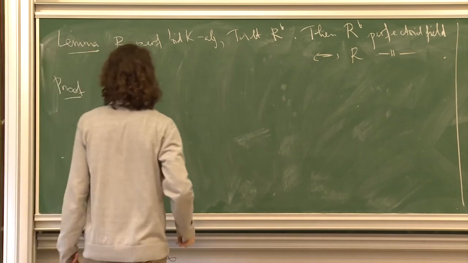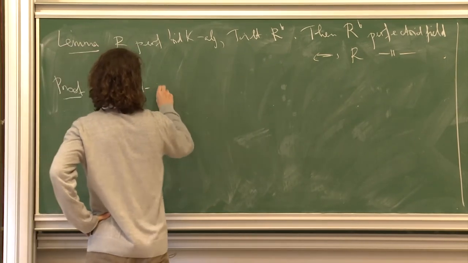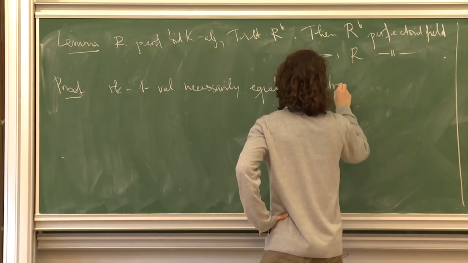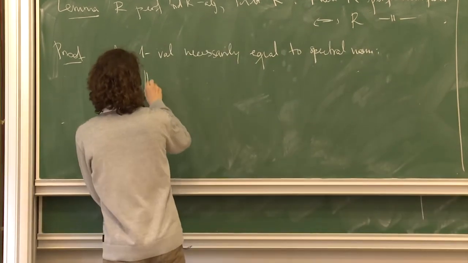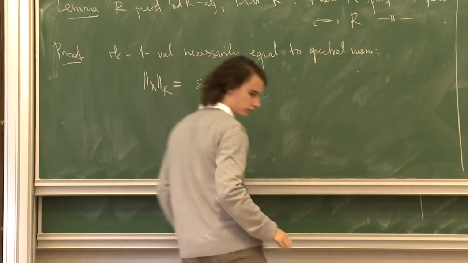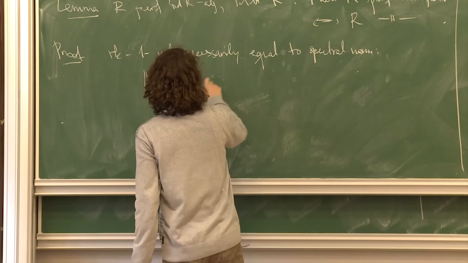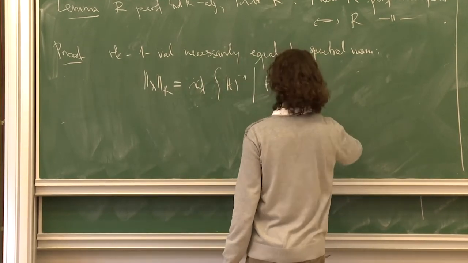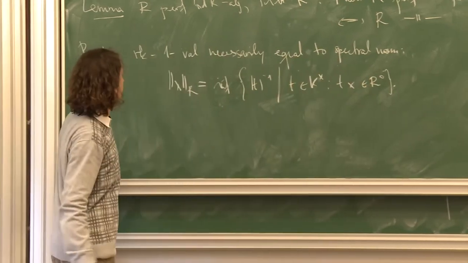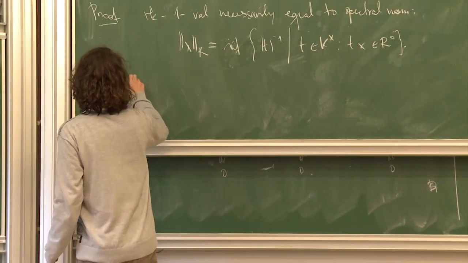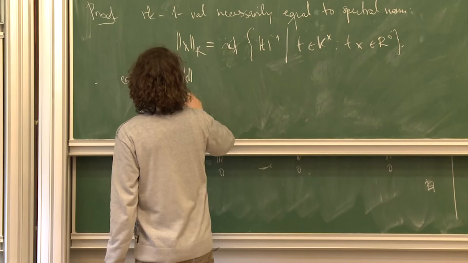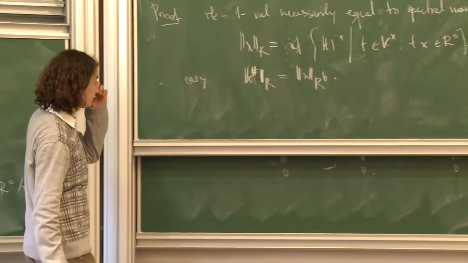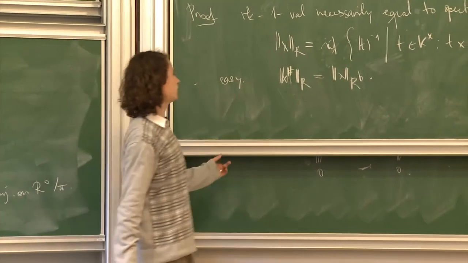The proof runs as follows. The rank one valuation is necessarily given by the spectral norm, which in our case can be defined for x in R as the infimum over all |T|^{-1}, where T is some unit such that T times x is in R0. And it's easy to see that the spectral norm on the tilted side can be computed by taking the spectral norm of the sharp representative.